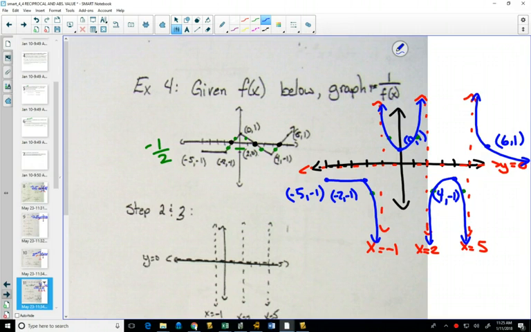Notice that we did not put an arrowhead on the end of this point here. Our original graph stopped there, so our reciprocal graph stops there as well. But we did put arrowheads on the right because our graph continued forever on the right. And everything else, right? Yeah.